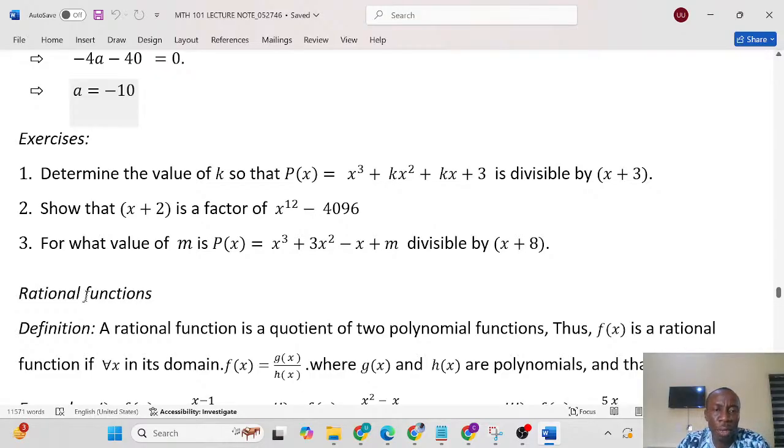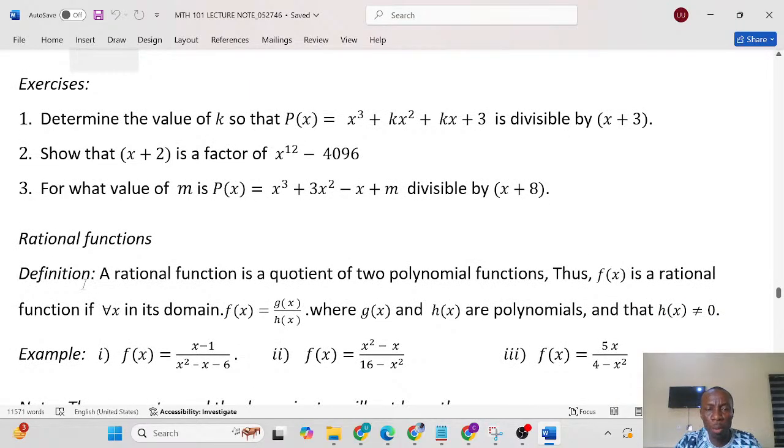Now we have the questions under it again. Determine the value of k so that p of x, which is equal to x cubed plus kx squared plus kx plus 3, is divisible by x plus 3. Show that x plus 2 is a factor of x^12 minus 4096. For what value of m is p of x equals x cubed plus 3x squared minus x plus m divisible by x plus 8.